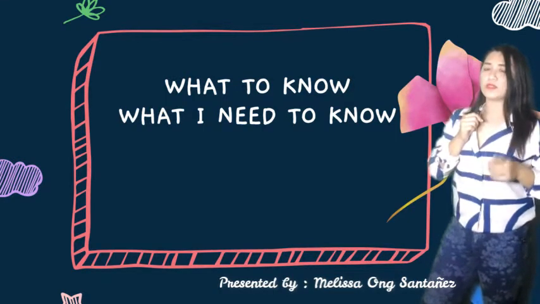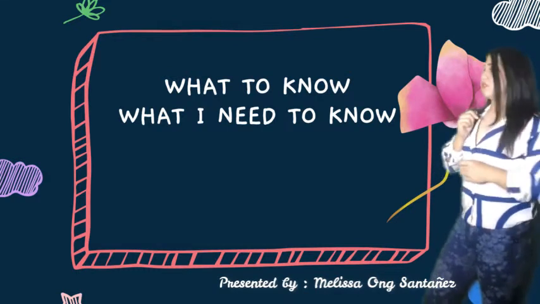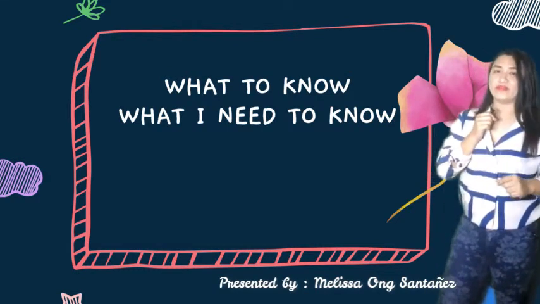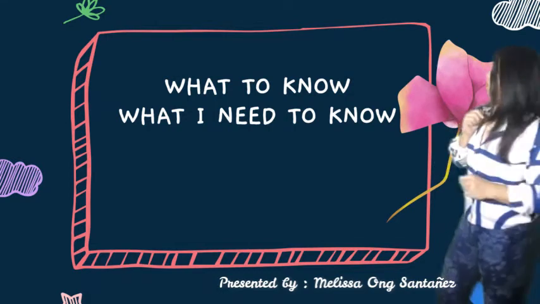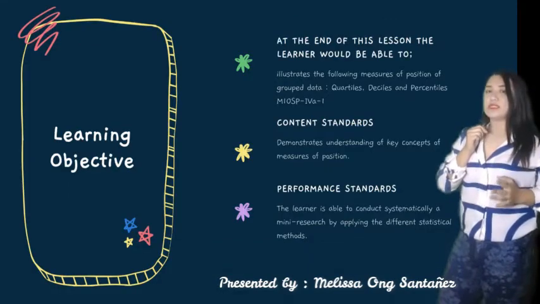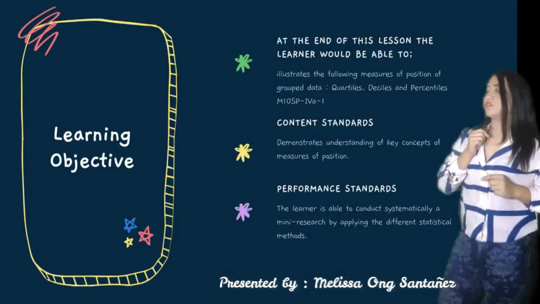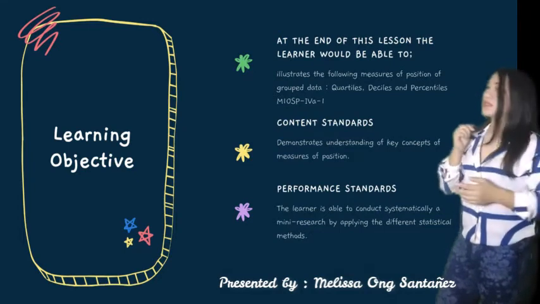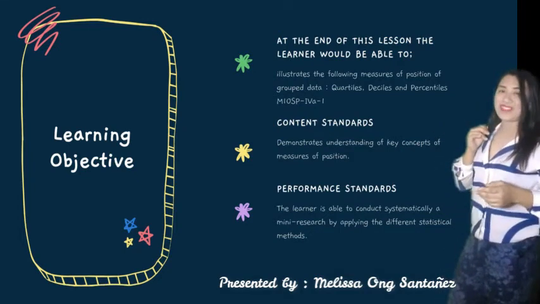But before we get into that one, I would like to establish first what our learning objective is. At the end of this lesson, I would like you, being my learner, to be able to illustrate the measures of position of group data: quartiles, deciles, and percentiles.